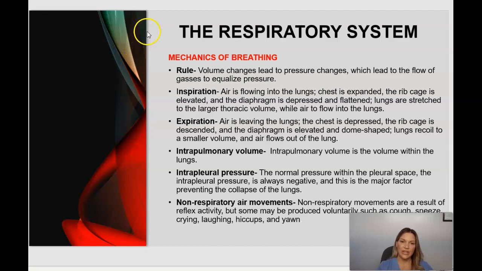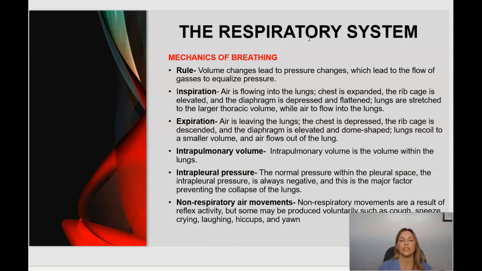So mechanics of breathing seems very simple. We do it all day, every day, without even knowing it. But volume changes lead to pressure changes, which lead to the flow of gases to equalize pressure. So that's the rule of the mechanics of breathing.